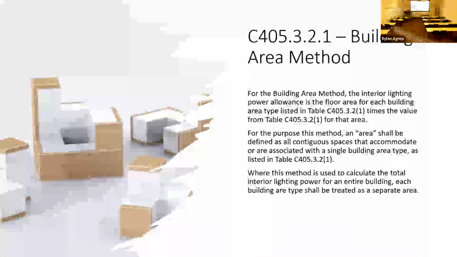So for the building area method, as it basically sounds, the interior power allowance is the floor area for each building area listed in the following table times the value of that area. Okay. So there are predetermined lighting power densities. You're going to multiply the area, and that's going to give you your allowance. For this purpose, area shall be defined as all contiguous spaces that accommodate or are associated with a single building area type. Contiguous basically means border. Are they sharing a border space transition between them?